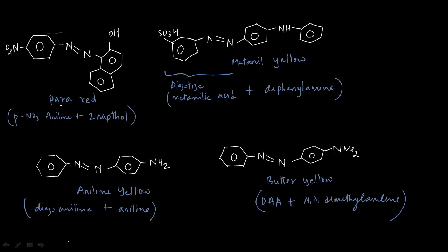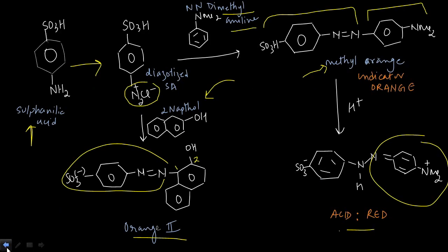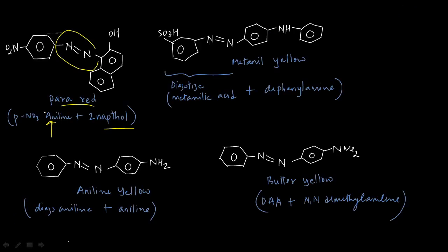Now we have para red. These are trivial names. We start with para-nitroaniline, then it undergoes diazotization, giving the N double bond N, and then we have 2-naphthol. This is para red. In the previous slide we discussed orange II. It had an SO3 minus, but here we have an NO2 nitro group. So this is para red.